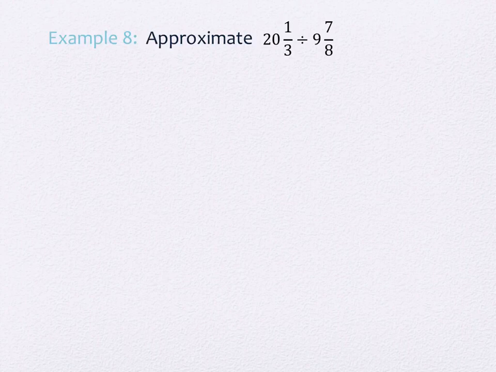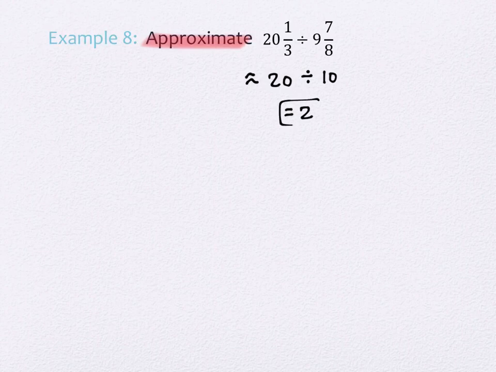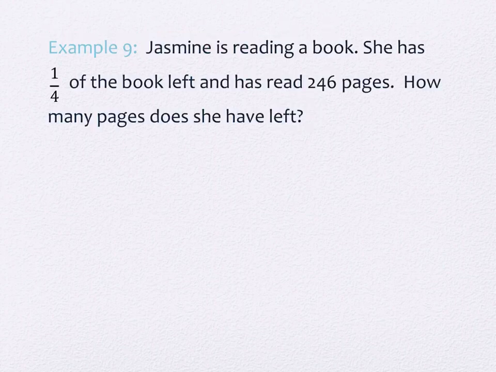It'd take a bit. But fortunately for us, this actually just says to approximate. And approximating this isn't bad at all. 20 and 1/3 is approximately 20. And 9 and 7/8 is approximately 10. And 20 divided by 10 is equal to 2. So this quantity is approximately 2.